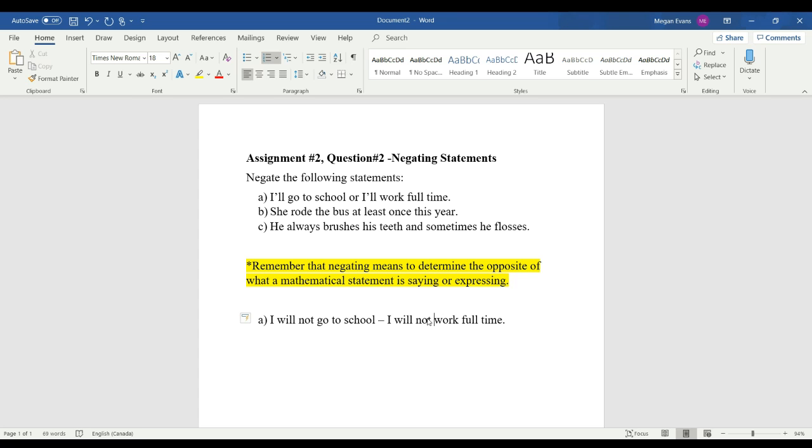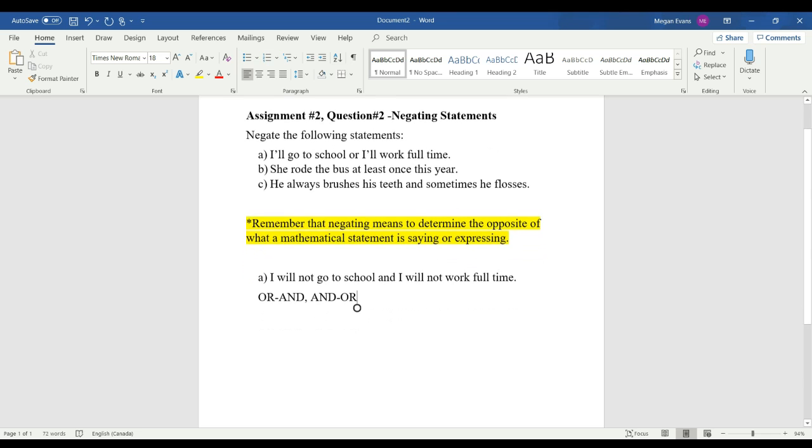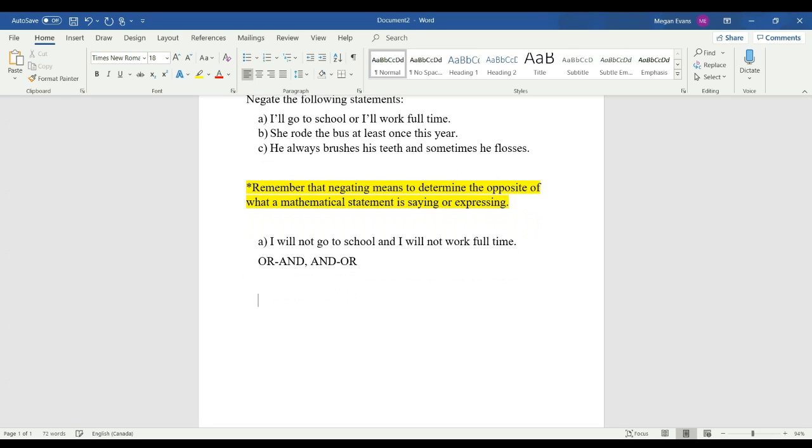Perfect. So let's deal with the or. We know that from our connectives unit that when we are mathematically connecting a statement, it is called a connective. The and, or are going to represent each other. So or will change to and, likewise the and is going to change to an or. So in this case, it's an or. We're going to change it to an and in this sentence. So the sentence is as follows: I will not go to school and I will not work full time.